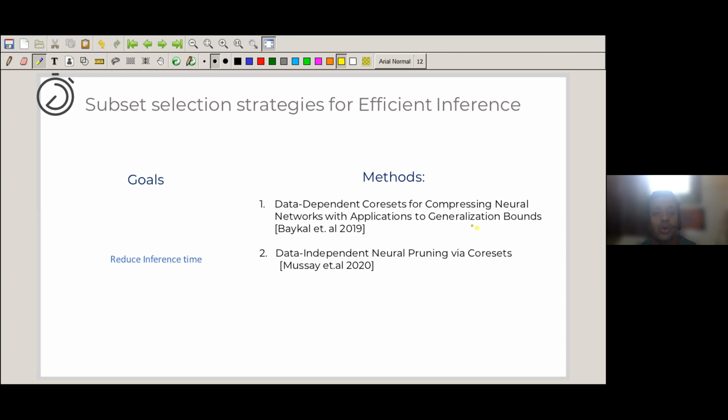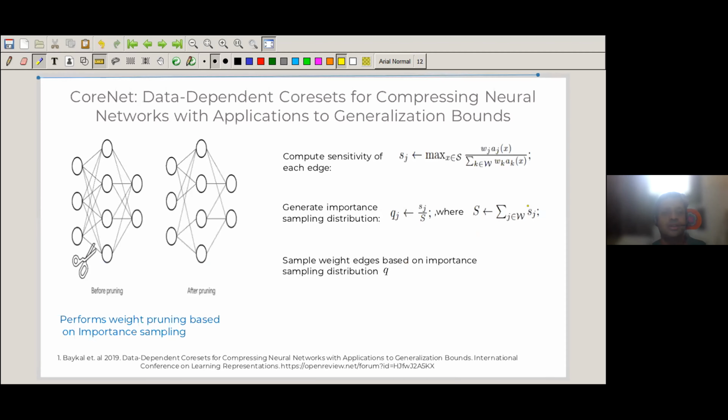Can we prune the networks, right, using core sets? So the idea here is neural network pruning using core sets. You can do either neural network pruning or compress them. They are analogous. So let's go through one work, which is CoreNet, which does this. It has a notion of data dependent core sets. What you're doing here is for each edge, you're computing its sensitivity, SJ.